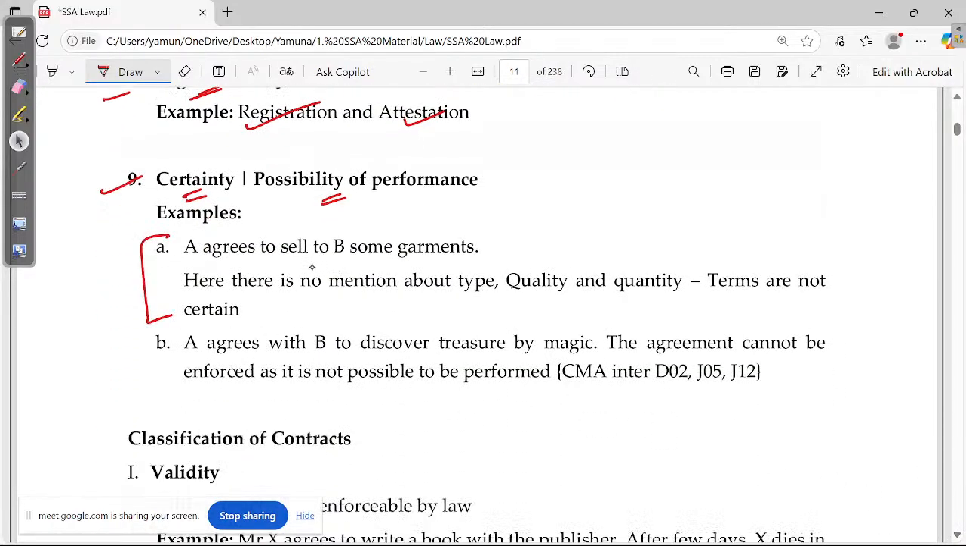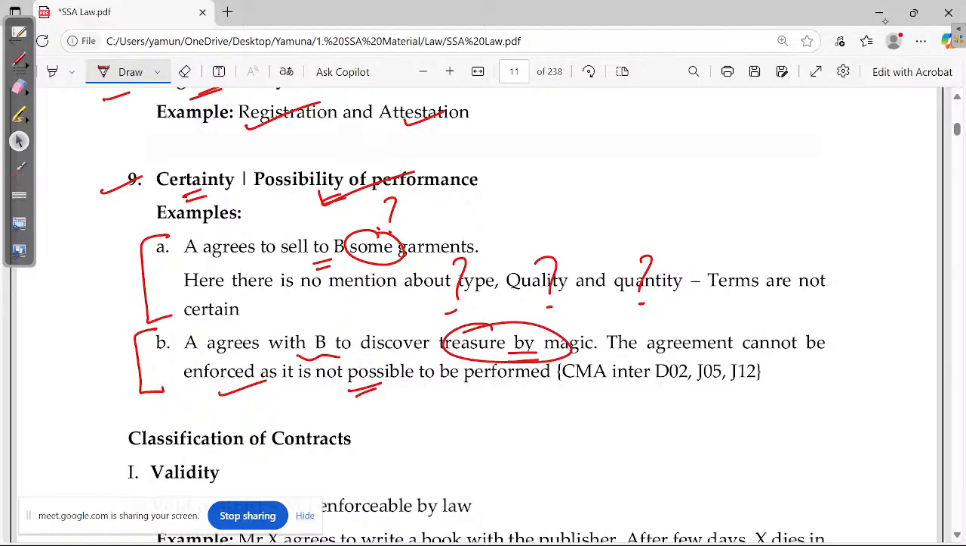This case law: A agrees to sell to B some garments. What are the some garments? There is no certainty. Certainty means you exactly have to mention what type of garment, quality, quantity. If the terms and conditions are not certain, there is no certainty, which means uncertain. Next example, with respect to possibility of performance: A agrees with B to discover treasure by magic. The agreement cannot be enforced as it is not possible to be performed.